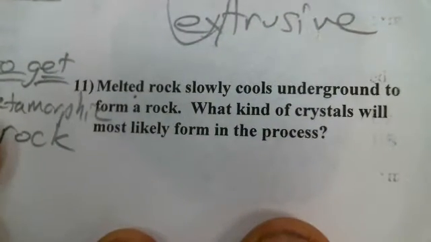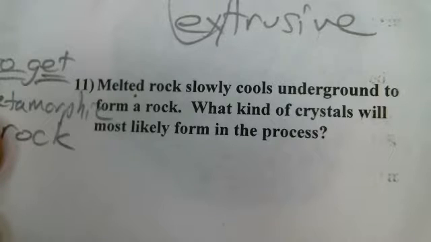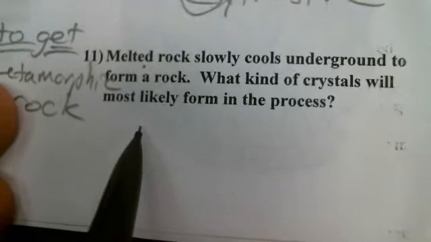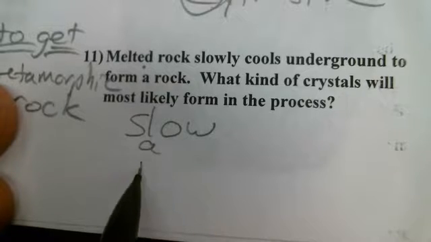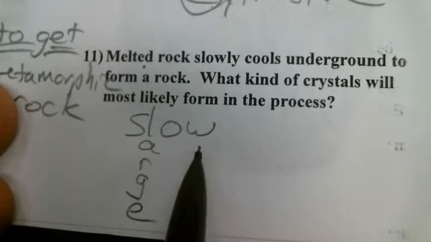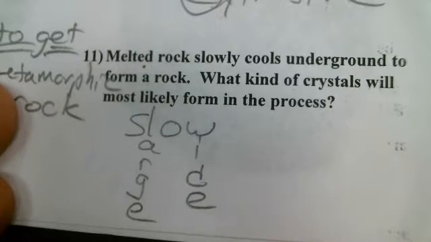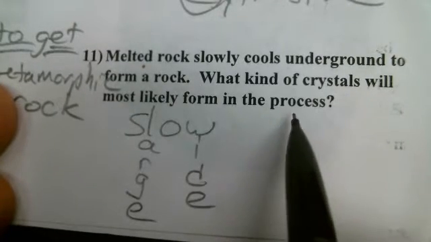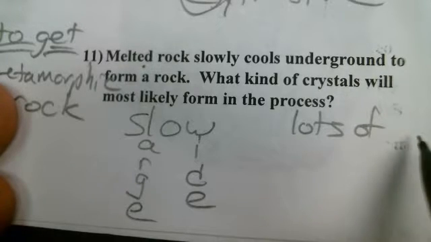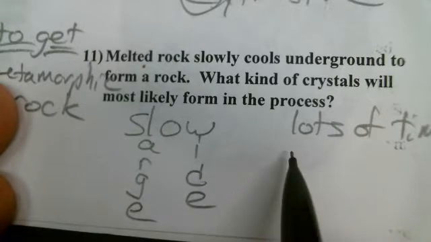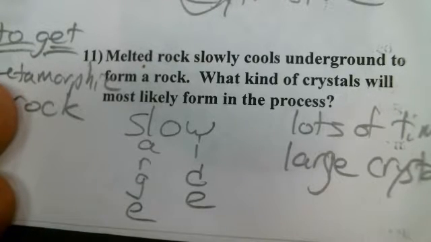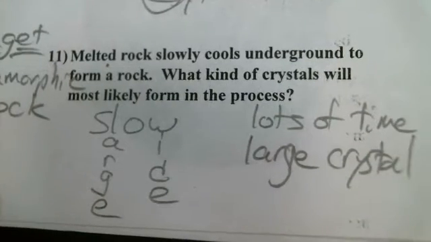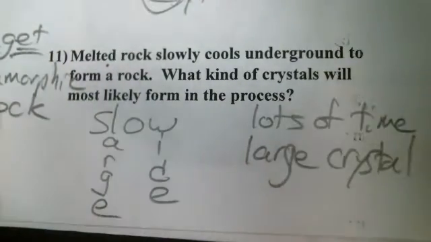Number 11. Melted rock slowly cools underground to form a rock. What kind of crystals will most likely form in the process? Well, if we have a slow cooling, that's going to enable large crystals to form, wide crystals to form. If we have lots of time, then large crystals are able to grow. They can grow really big before everything freezes up and you can't form anything new.